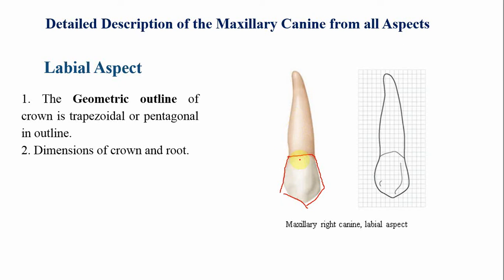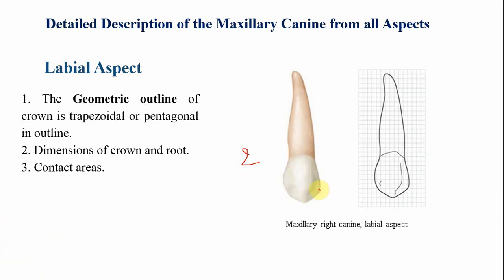Dimensions of root and crown. The characteristic of the canine in which it resembles premolars is that the mesiodistal dimension at the cervix is 2 millimeters narrower than the mesiodistal dimension across the greatest curvature, or across the contact area. The difference is 2 millimeters. Also, the root, as mentioned earlier, is the longest, while the length of the crown is the third longest in the dental arches.